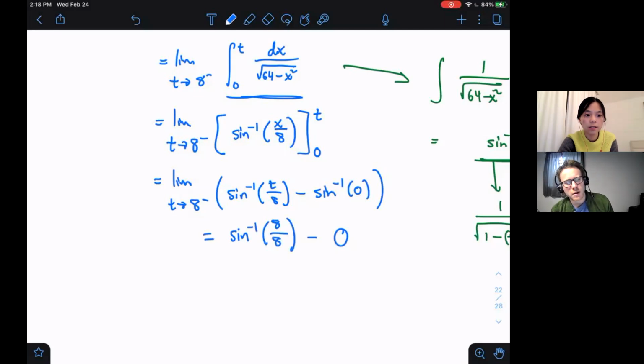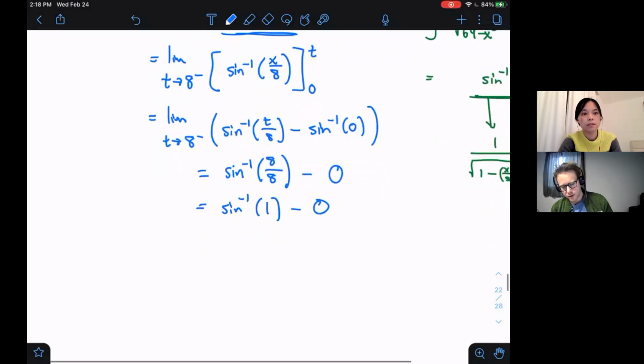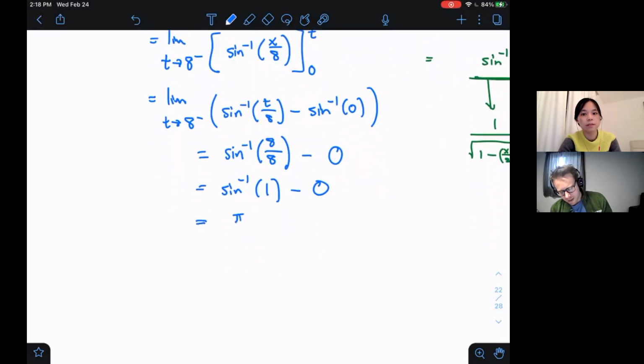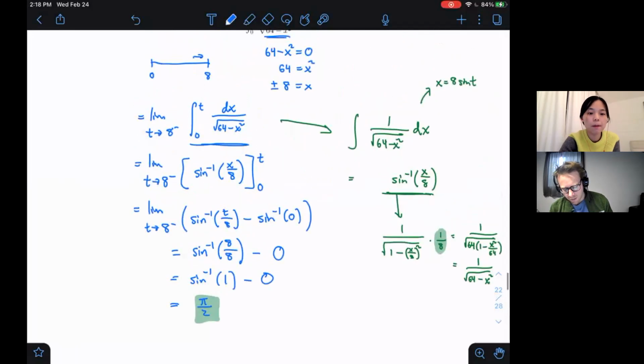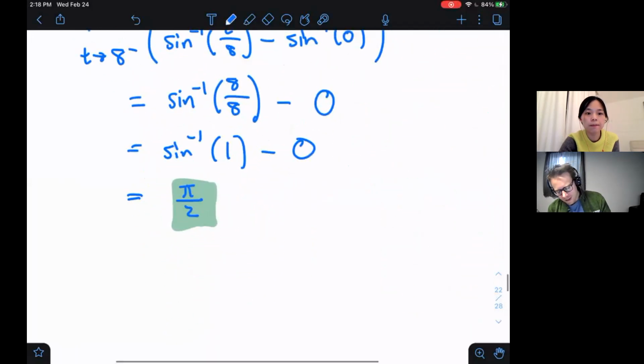And so if we go ahead and plug in 8 everywhere we see a t, we get the sine inverse of 1. Anyone happen to remember what sine inverse of 1 is? Or some angle where sine is equal to 1. Yeah, the angle where sine is equal to 1 is pi over 2. Of course, subtract away 0, and you just get pi over 2 as our final result. And so this improper integral does converge, and moreover, we can say that it converges to pi over 2.